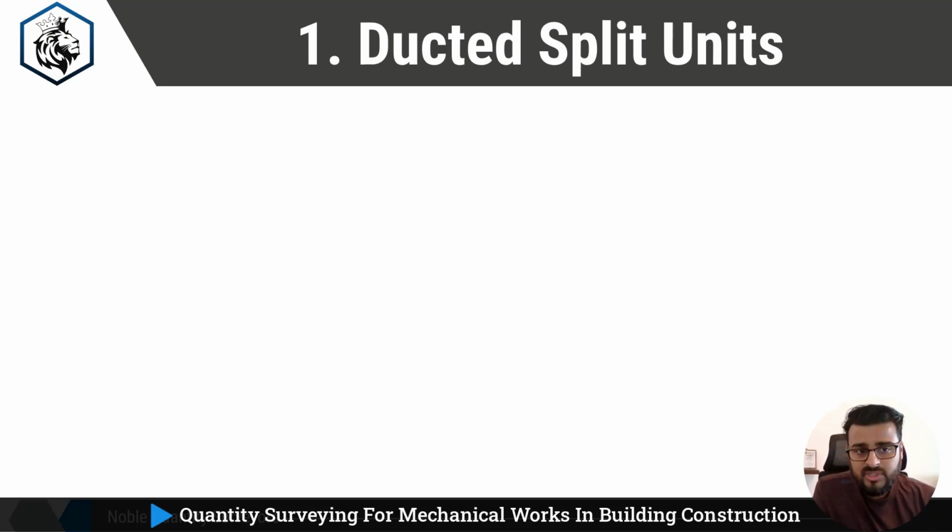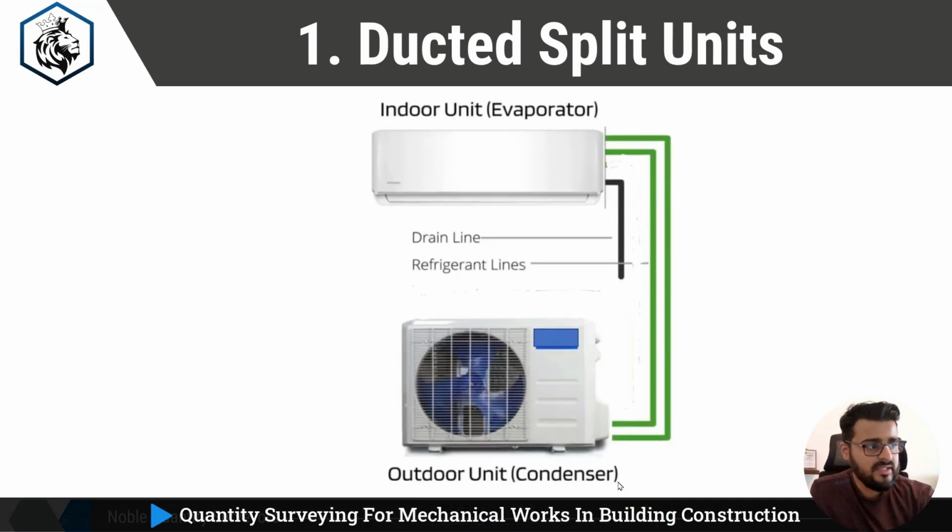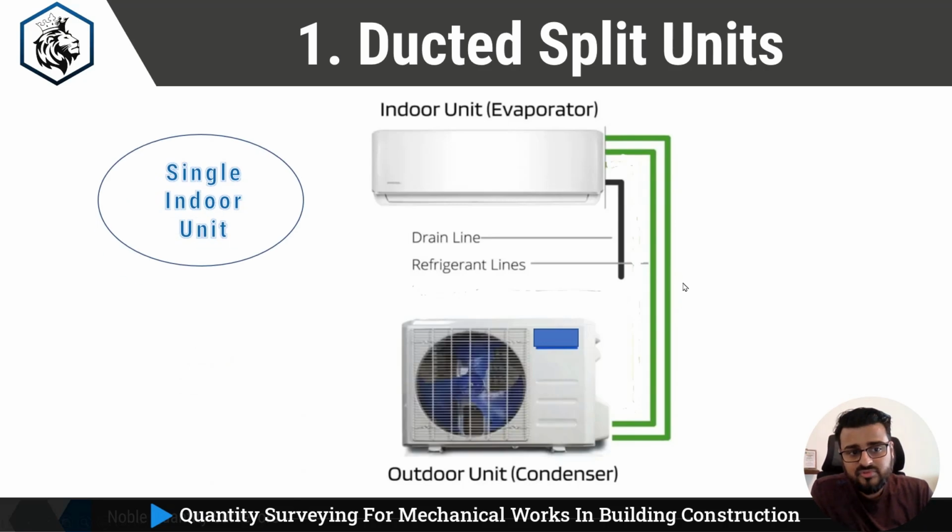So this is how ducted split units look. It has a single indoor unit with a single outdoor unit. One indoor unit, one outdoor unit. This is how a ducted split unit looks. It is also called a single refrigerant unit, in which only one refrigerant is used for air conditioning purposes, and the refrigerant flows through copper pipes.